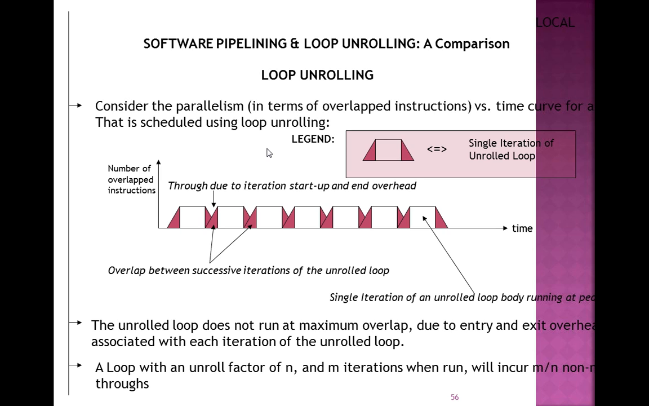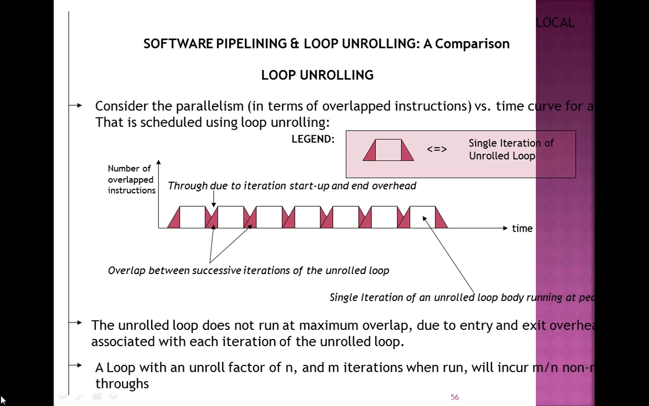Now, there is a comparison between software pipelining and loop unrolling. Consider the parallelism in terms of overlapped instructions versus the time curve that is scheduled using loop unrolling. These are the legends. This is used for a single iteration of the unrolled loop. This is the number of overlapped instructions due to the iteration startup and the overhead. And this is the overlap between the successive iterations of the unrolled loop. And there is a timing part also.